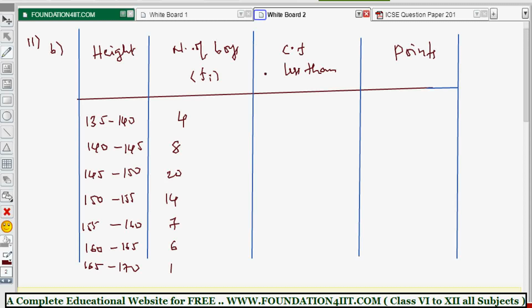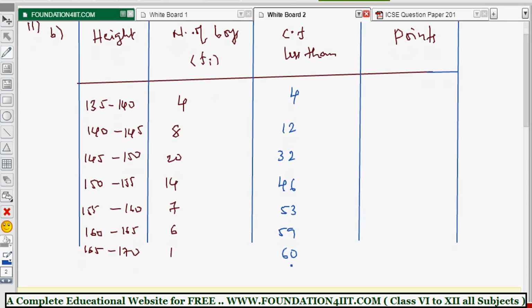Then we need to find the cumulative frequency. That is simple. We take the first number as it is, 4, and 4 plus 8 is 12, and 12 plus the next number 20 is 32. You can add 32 plus 14 is 46, plus 7 is 53, plus 6 is 59, and 60. Because it is less than cumulative frequency, we take the upper limit, so 140.